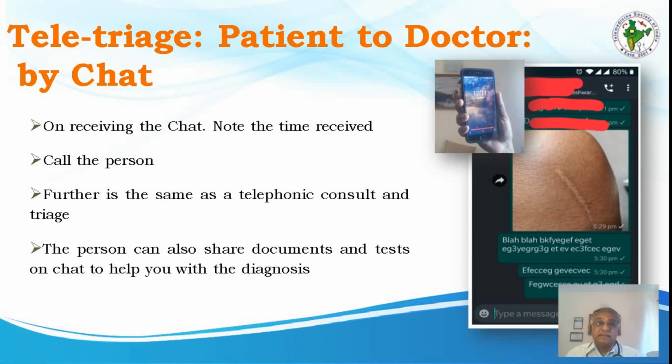On the other hand, now if the patient calls the doctor via chat, then it's a little richer as far as the interaction is concerned. What you do is, on receiving the chat, note the time, the number, and then call the person. Now, after you call the person, the rest is the same as a telephonic consult and triage. The good thing out here is, as you can see in these pictures, the patient can actually share documents and tests on chat to help you with the diagnosis.